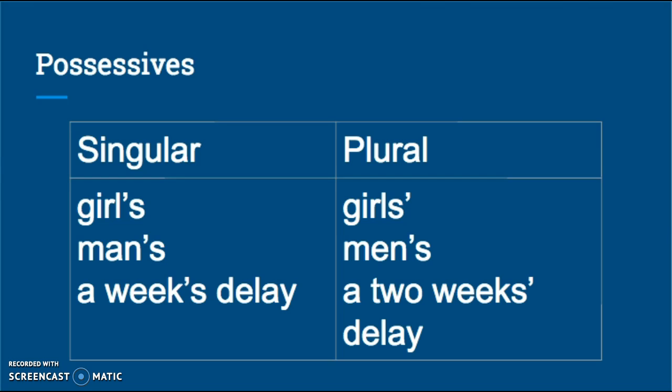Another use for apostrophes is possessives, and this is for singular possessives and plural possessives. So you'll see that in girls, the singular, the apostrophe comes before the S, but in the plural, it comes after the S. You make it plural first and then possessive. Man's, a man's something, obviously that's formed the way you would expect it, and men's also does have the apostrophe. A week's delay will have an apostrophe before the S. A 2 weeks' delay will have an apostrophe after the S because you make it plural first and then possessive.